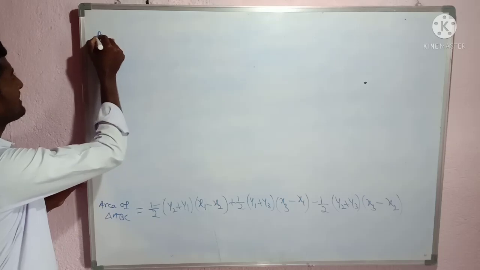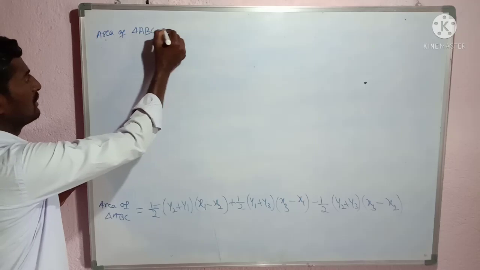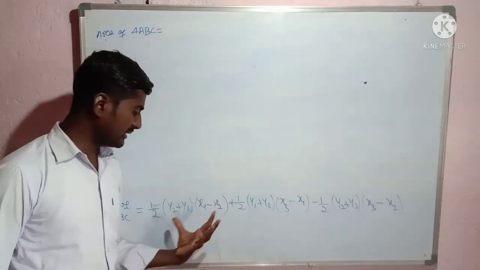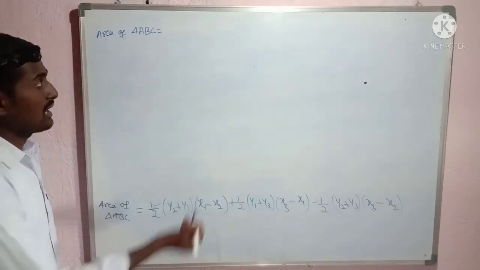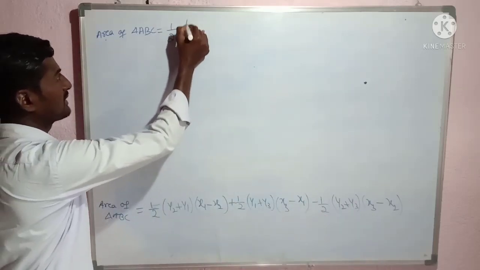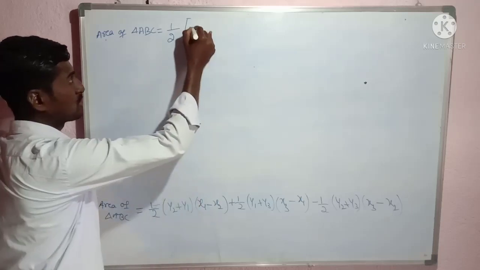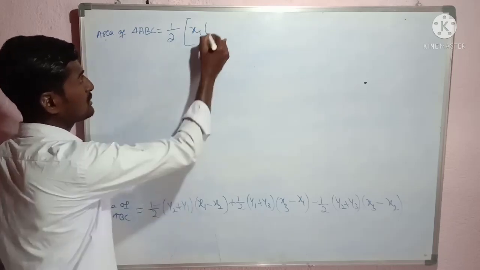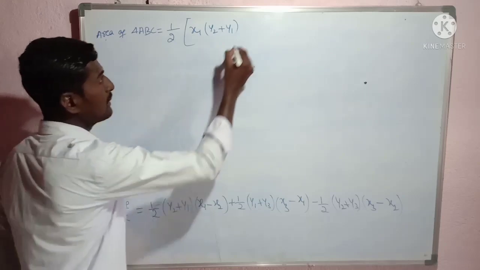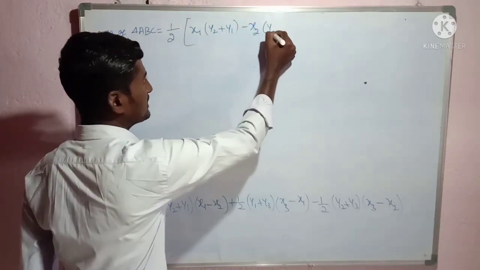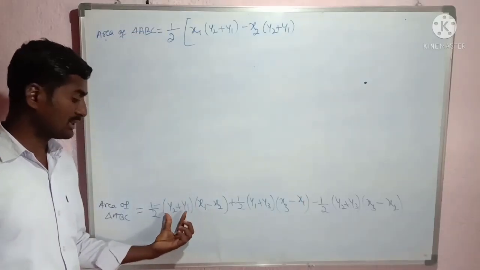Area of triangle ABC is equal to, in all these three, this is one term, second term, and this is third term. In all three terms, 1 by 2 is there. I will take it common. I will take it outside. Inside what will be there? Now I'll multiply x1 to this. x1 into y2 plus y1. Next again minus x2 into same step y2 plus y1. Okay, I multiplied these two terms to this.